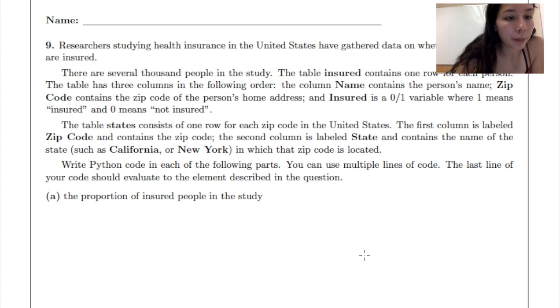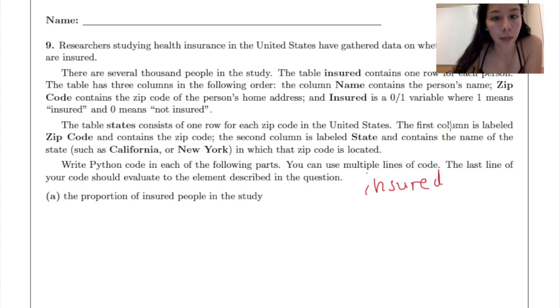Okay, so number 9, we see researchers studying health insurance in the United States have gathered data on whether or not people are insured. There are several thousand people in the study. The table insured contains one row for each person. It has 3 columns: name, zip code, and insured, which has a variable with either 1 or 0, where 1 means insured and 0 means not insured.